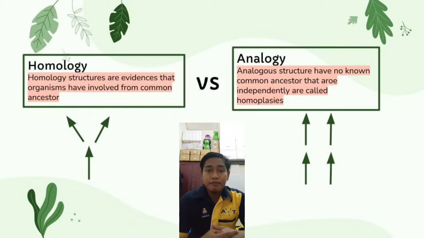There are differences between homology and analogy. Homologous structures are evidence that organisms have evolved from a common ancestor, but different to analogy, where analogous structures have no known common ancestor, which is called homoplasy.